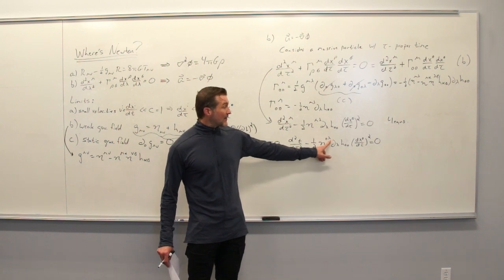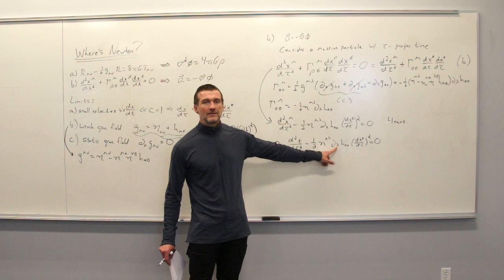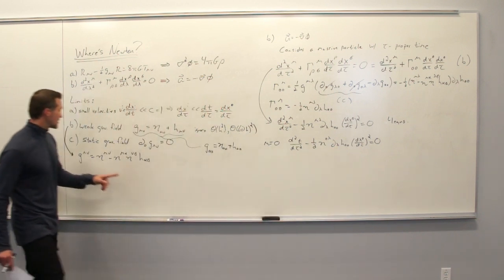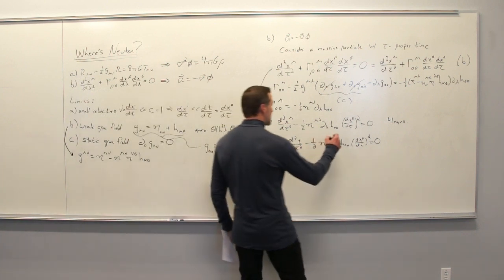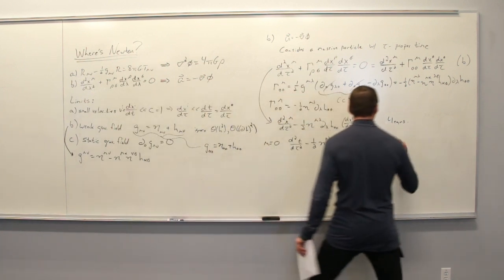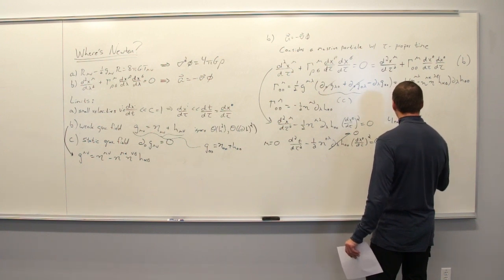But if lambda is 0 here, lambda is 0 there, and so what's this term? It's 0 because of condition C. Okay? So this entire term vanishes, which means that the second derivative of t with respect to tau squared is 0.